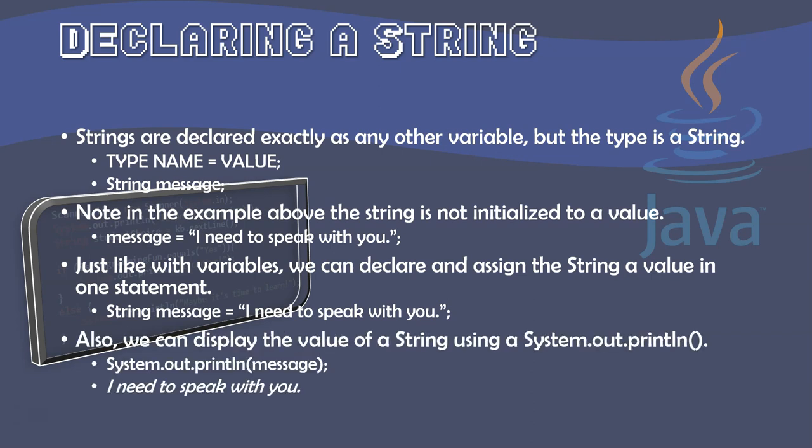Now, we can also display the value of a string using System.out.println, as we've already seen. We can put it directly in quotes, but just like with variables, I can put that value into the print line statement. So System.out.println(message), if I were to run that, it's going to say, I need to speak with you. Notice I did not type out in quotes, I need to speak with you. Instead, I simply put the name of the string in the print line statement, and that name is what's going to tell Java, look at what that string is and print it out. Just like if I had an int num1 equals 2, and I said System.out.println(num1), it's going to print out 2. The same thing is happening here with strings.